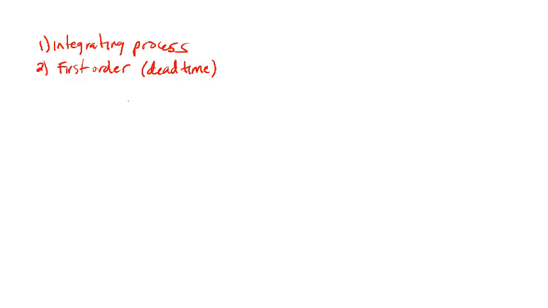So for the first process, we'll look at an integrating process, and we'll discuss what that is. The second type, we'll discuss first order processes. And again, this could be a first order, or we can also evaluate first order plus dead time. And then the third example that we'll do is a second order process. And again, this may have dead time associated with it as well.